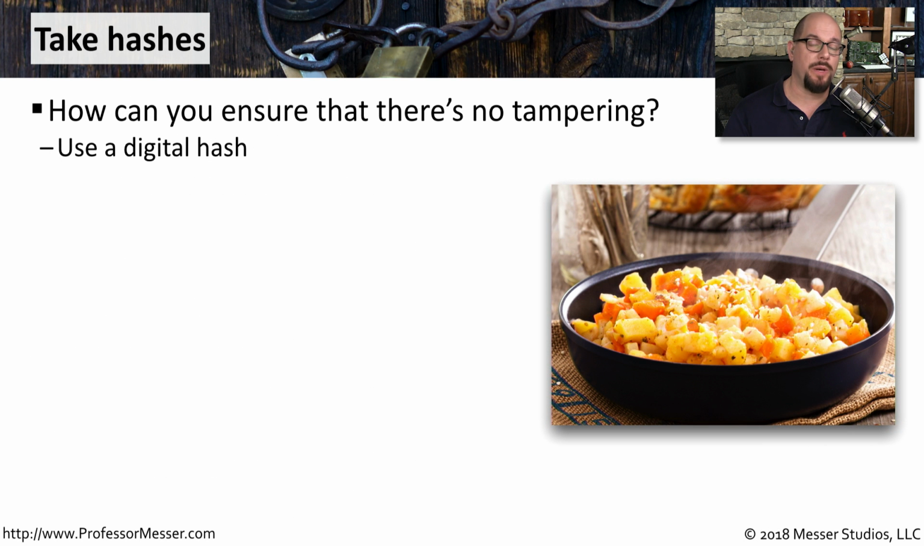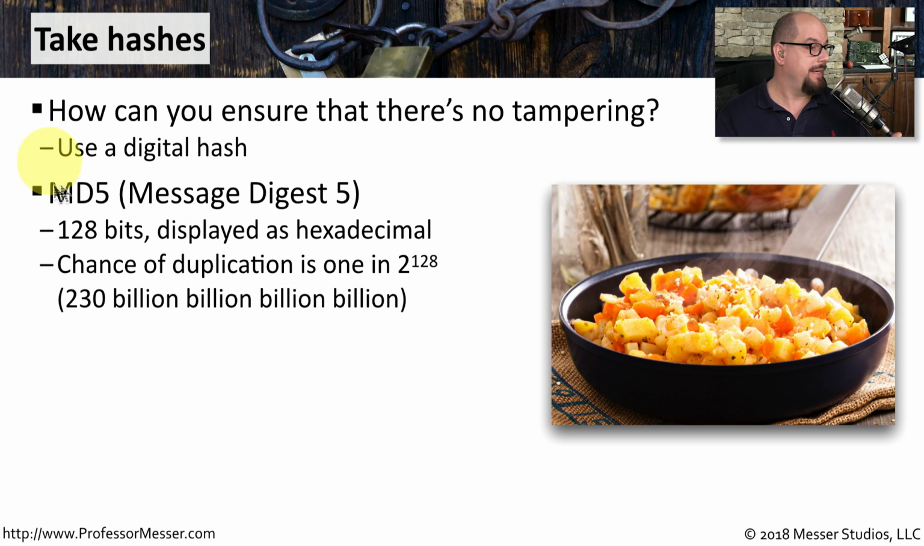For physical evidence, we know that we can catalog and seal that evidence so there's no tampering. With digital evidence, we can perform a similar function by using hashes. One type of hash we might use is the MD5 hash, or Message Digest 5. This is a 128-bit hash. This means that if anybody modifies that digital information, the chance of duplicating that hash is 1 in 2 to the 128th power, or 230 billion, billion, billion, billion.